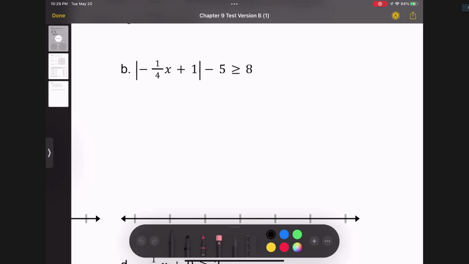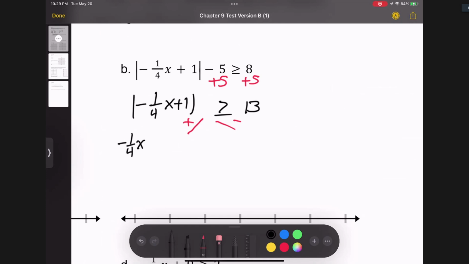So again, you need to get the absolute value by itself. So you're going to have -1/4 x plus 1, and then this is going to be 13. You will need to do the split on both directions, positive and negative. You're going to have -1/4 x plus 1 greater than 13. This will be -1/4 x plus 1, switch the inequality because it's going to be the negative side, and -13 on this side.